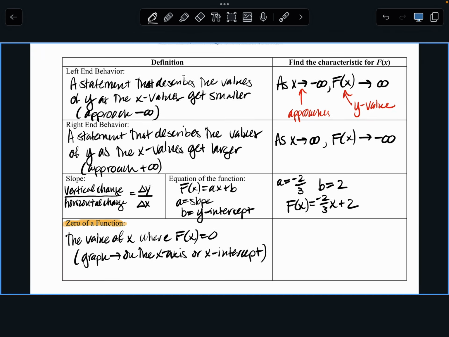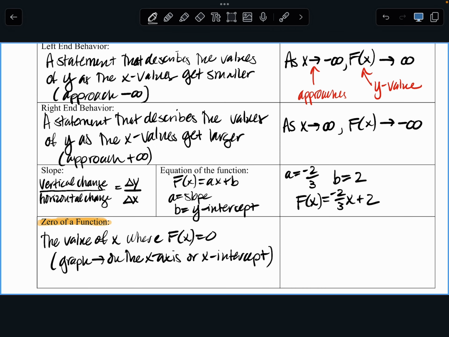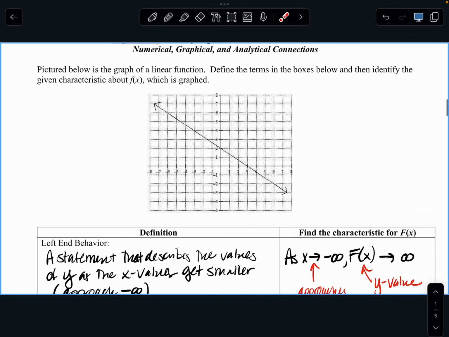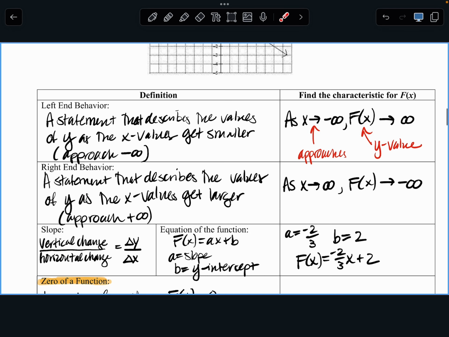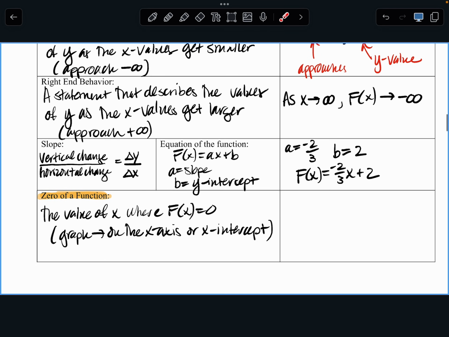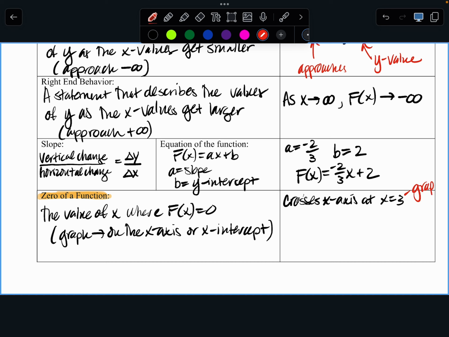Okay, so graphically, if we want to know where the function equals 0, where f of x equals 0, that means the y value is 0. So we're going to go look at our graph. Where does it cross the x-axis? It crosses the x-axis at x equals 3, all right? We can tell that by looking at the graph. So this is how we would do it graphically.